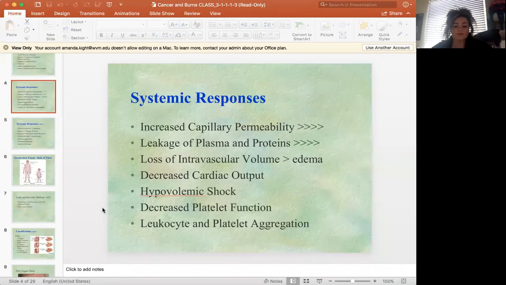All right, so hypovolemic shock, your body's not able to keep up because all of your systems are potentially shutting down at this point. So we want to avoid this, of course, because this can lead to death.